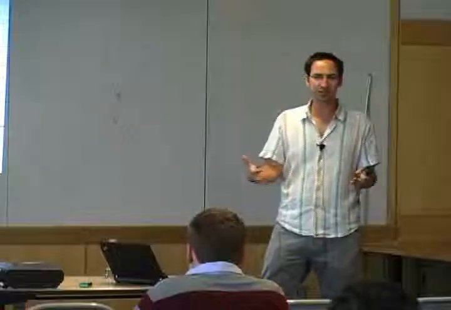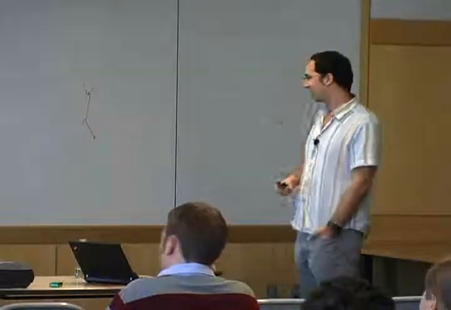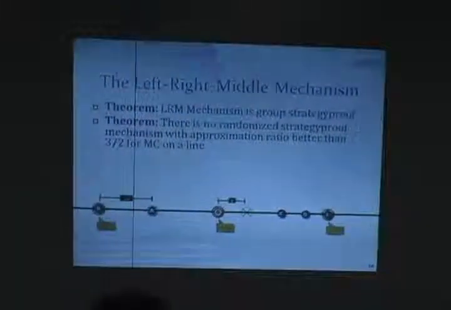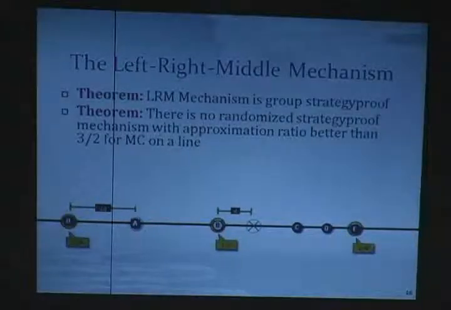Okay, so it's a very simple calculation to show that B cannot gain from this lie, and this is true for any of the agents. Now, if you work a bit harder, you can show that this mechanism is in fact group strategy proof. So even a coalition of agents cannot benefit from lying. And finally, we can again show a matching lower bound. So even if you allow randomization, no randomized strategy-proof mechanism can give an approximation ratio better than 1.5 for the maximum cost on a line. So this cute intuitive mechanism is the best thing you can do with a randomized mechanism for the maximum cost on a line.